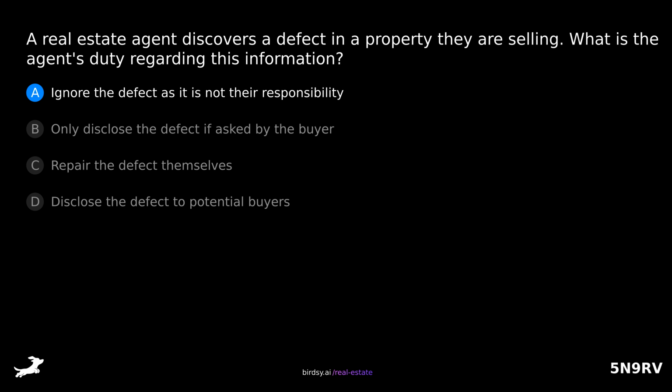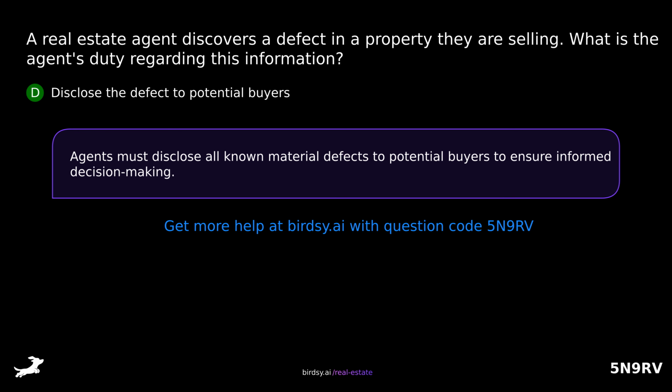Is it A, ignore the defect as it is not their responsibility, B, only disclose the defect if asked by the buyer, C, repair the defect themselves, or D, disclose the defect to potential buyers? The answer is D, disclose the defect to potential buyers. Agents must disclose all known material defects to potential buyers to ensure informed decision-making.